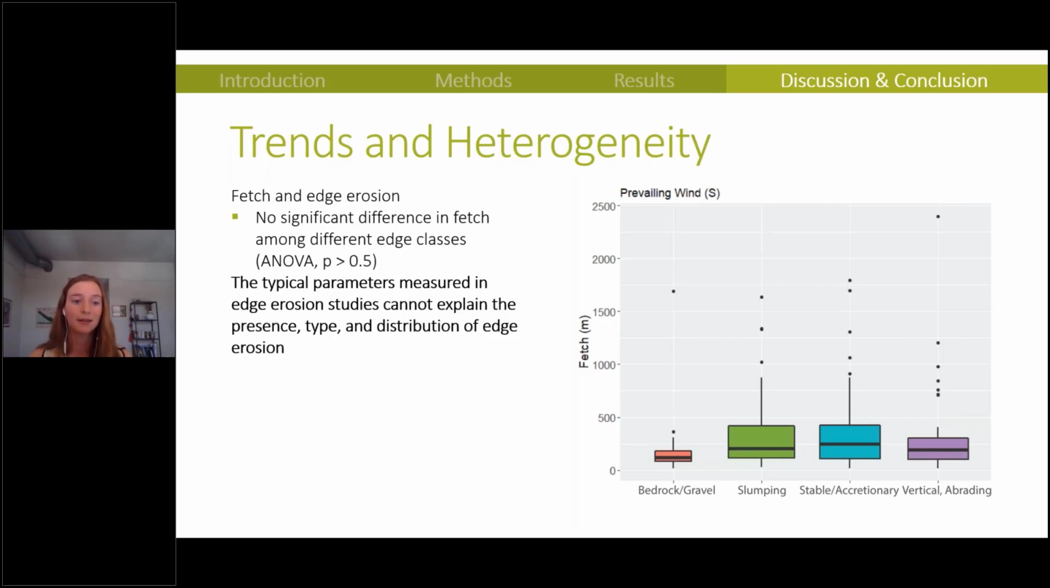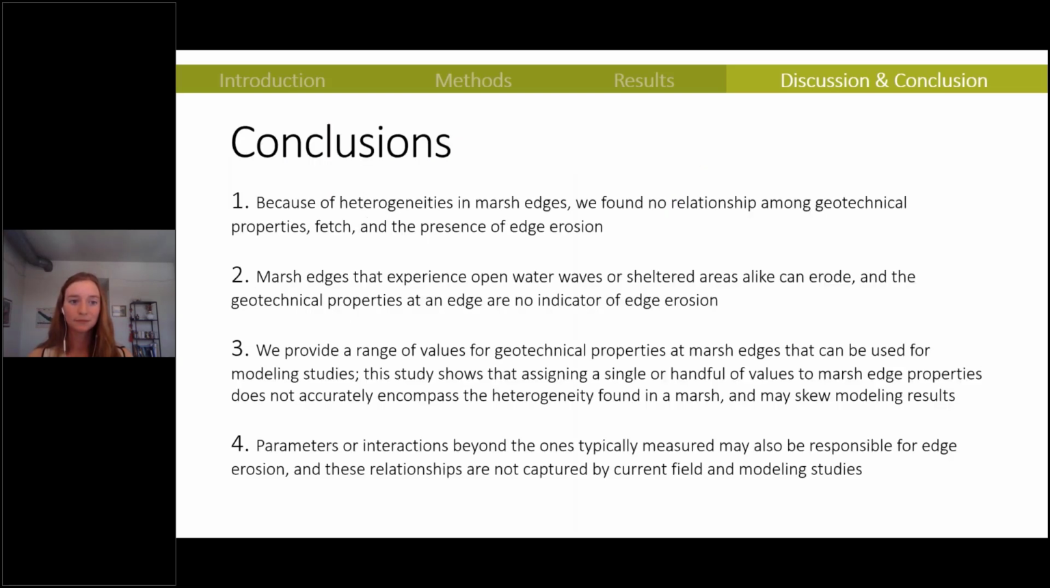So the big takeaway is that typical parameters measured in edge erosion studies cannot explain the presence, type, and distribution of edge erosion. In the study, we looked at the most typical parameters, and we couldn't untangle anything from that. So the main conclusions were, because of heterogeneities in marsh edges, we found no relationship among geotechnical properties, fetch, and the presence of edge erosion. We found no relationship at all in anything, really. Marsh edges that experience open water waves and marsh edges that are in sheltered areas alike can erode, and the geotechnical properties at an edge are no indicator of edge erosion.